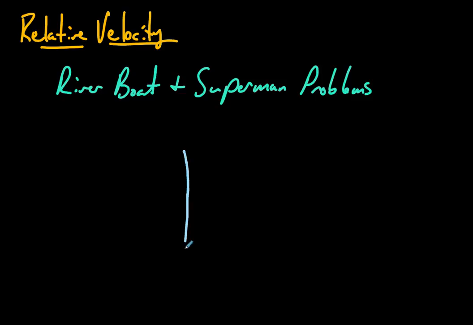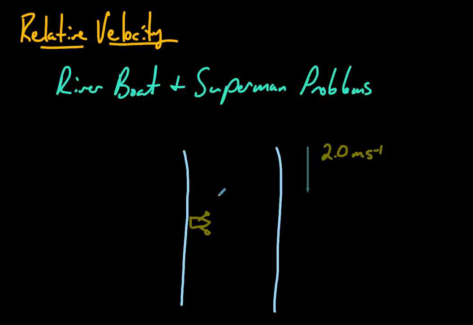So let's imagine this. You have a river. Okay, and this river has a current in it. All right, and we'll make up a value for that current. Let's say it flows at 2 meters per second to the south. Okay, and then let's say that there is a person attempting to row a boat across the stream.